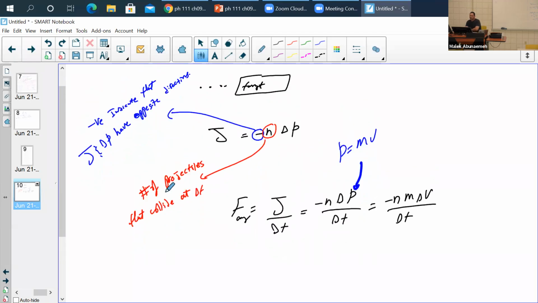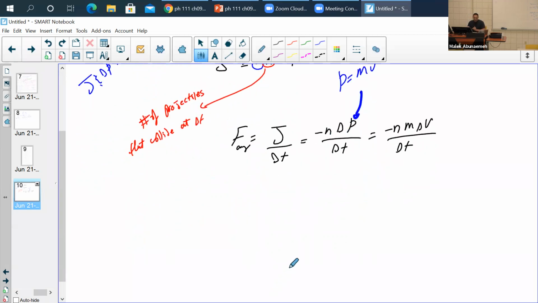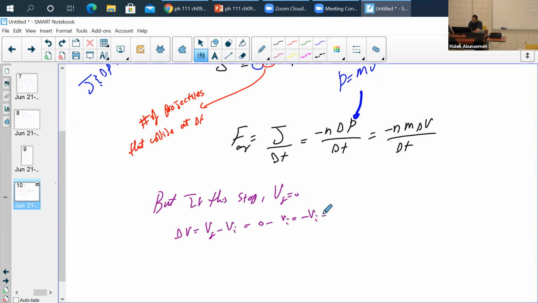But you get these projectiles going in. If it stops, let's say you're shooting a bullet, right? If it stops, your final velocity is going to be 0. That means your delta v, which is your final velocity minus your initial velocity, is going to equal 0 minus initial velocity, which is minus the initial velocity.